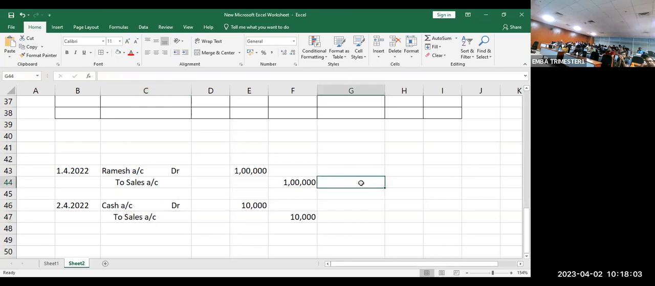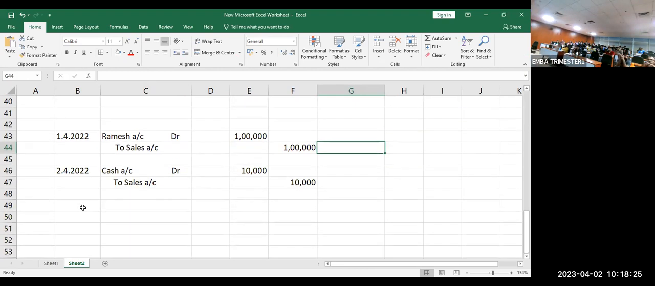Now in this company, total sales how much? Only 10,000. To know that, I will prepare sales account. In sales account, I'll collect all the sales, wherever in journal entries there are sales. Okay. I want to know how much cash I have. For that, I will prepare cash account. That is why cash account goes there. Okay. Now Ramesh account. Next.